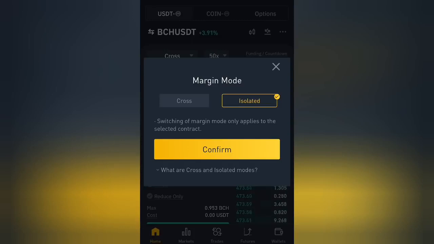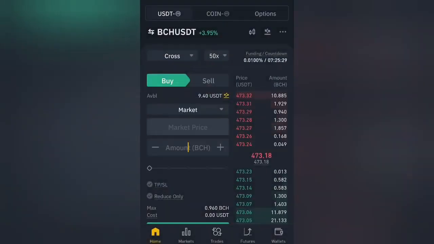Understand? But when you use cross margin, it is using the entire amount in your futures wallet. That means when you have enough money in your futures wallet, it will use the entire amount just to keep that position open. When you use cross margin, your liquidation price would be far away from your entry price because it is using your entire holdings to keep that position alive.